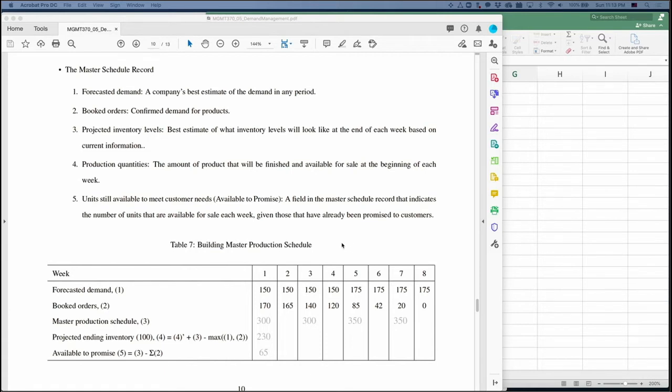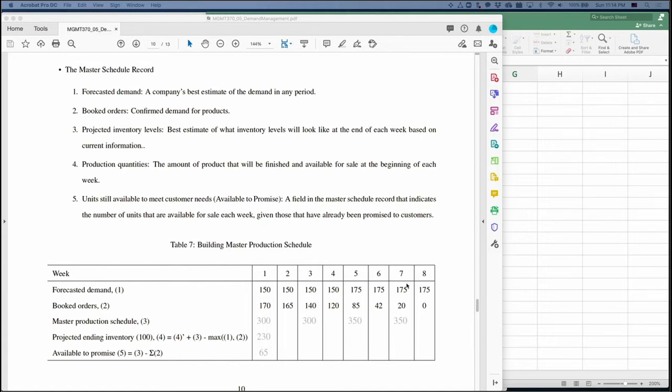Here is the basic master production schedule format. First of all, we have a forecast demand. Also, we have a booked order. For master schedule, we have some SOP input, sales and operation planning. SOP deals with the product group, product family. But for MPS, we deal with end items, specific end items. So that's why we have a booked order.